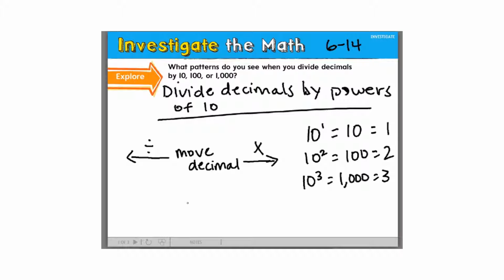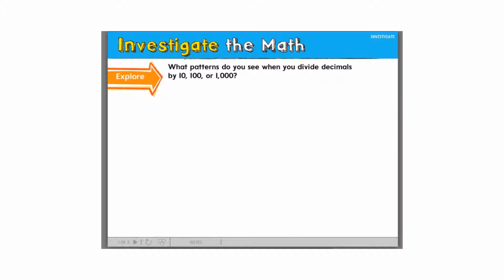So if you have this question, I'm going to give you a question really quick. 2 and 73/100, and you divide that number by 10. I want you to write what you think the answer would be based on what we just talked about.